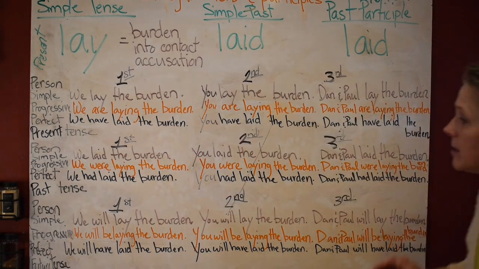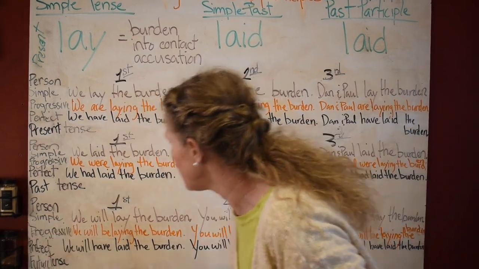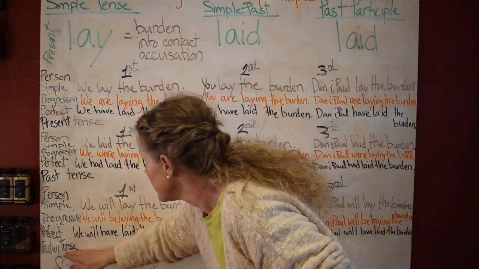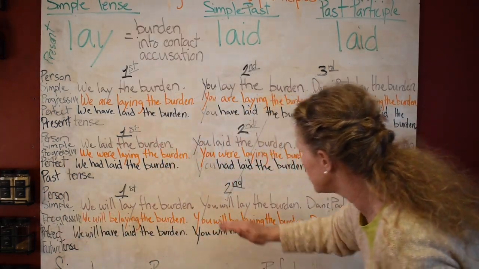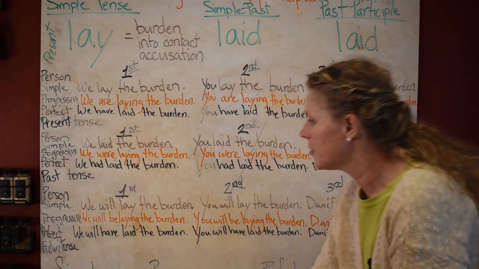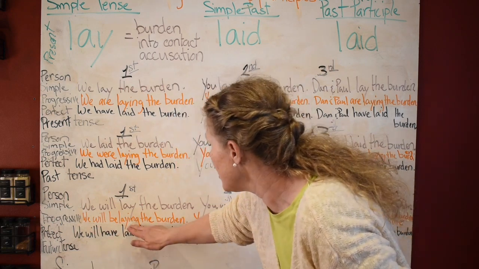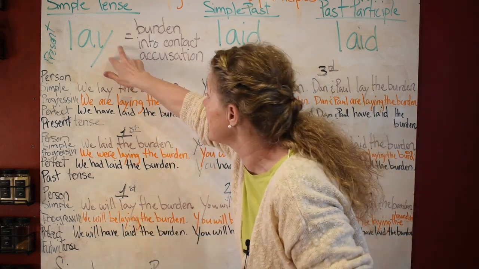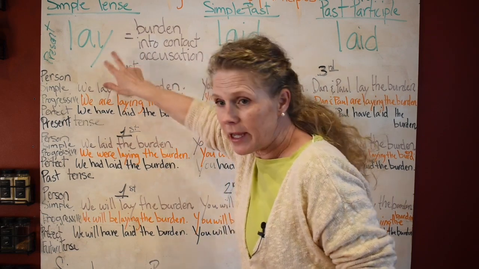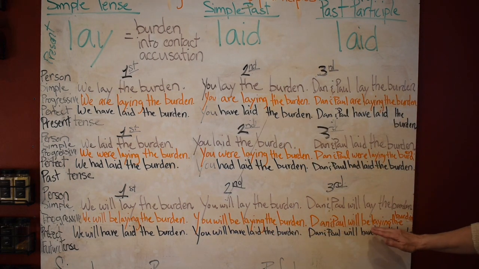That's how that works. So now if we look in the future tense, future simple, we just add the word will to our simple tense verb. So we will lay the burden, you will lay the burden, Daniel and Paul will lay the burden. So future progressive, what are we going to do? You need the auxiliary verbs will be, and then you add your ing onto your simple tense, your base word. I'll be laying the burden. You will be laying the burden. Daniel and Paul will be laying the burden.